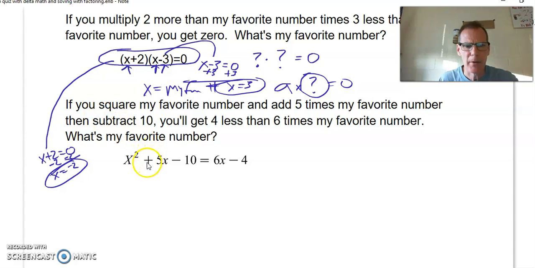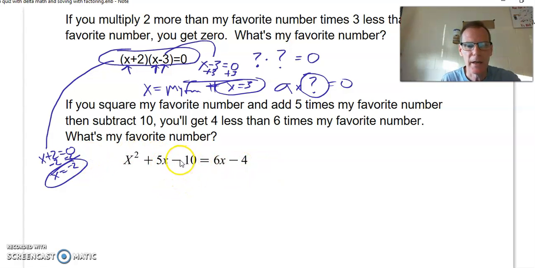And here's a more complicated one, and this lends itself well. Here again, x is my favorite number. If you square my favorite number and add 5 times my favorite number and subtract 10, you'll get 4 less than 6 times my favorite number. Or as you guys say, blowing my mind with this ridiculous looking quadratic equation.